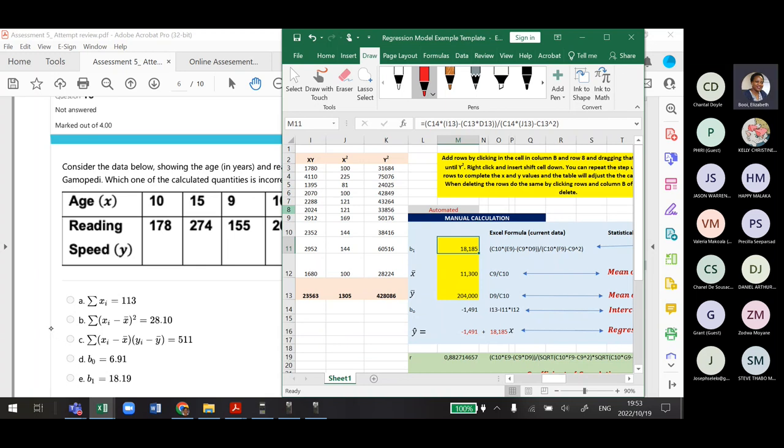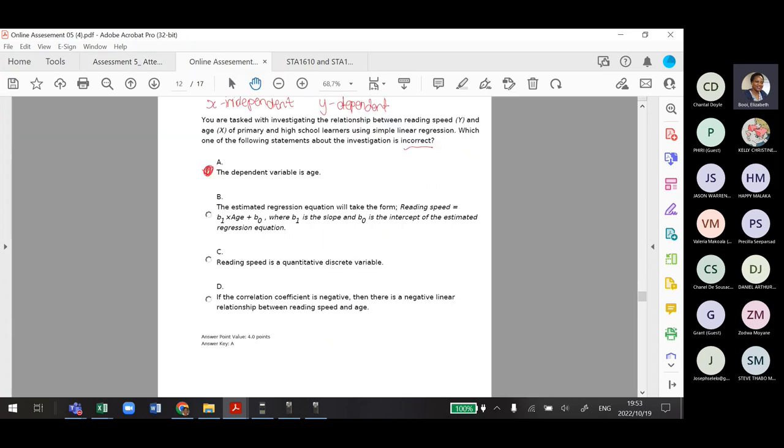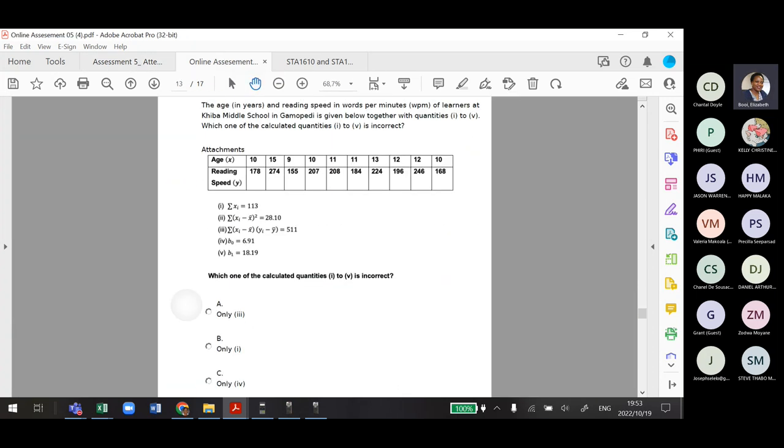So the incorrect statement would be D. And this probably is this, hence I still have the data on the template. It would have been the same as last year's one.